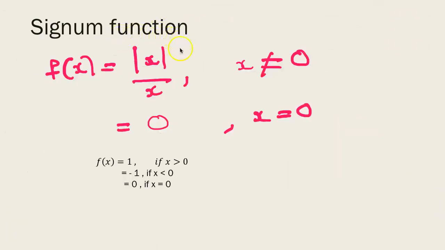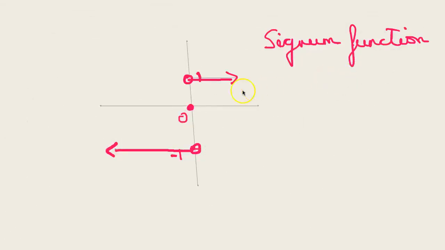Next we come to the signum function. The signum function is defined as f(x) equal to mod x by x when x not equal to 0, equal to 0 when x equal to 0. And from the modulus function, when x is greater than 0, mod x is x, and x by x is 1. So f(x) is 1 if x greater than 0. When x less than 0, mod x by x is -1. So it's -1 if x less than 0, equal to 0 if x equal to 0. So the graph will be something like this.